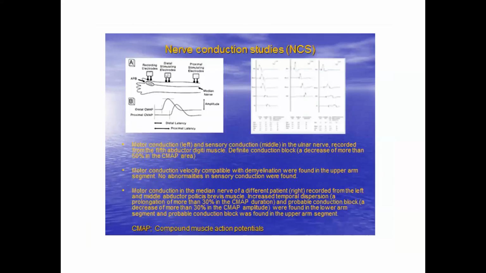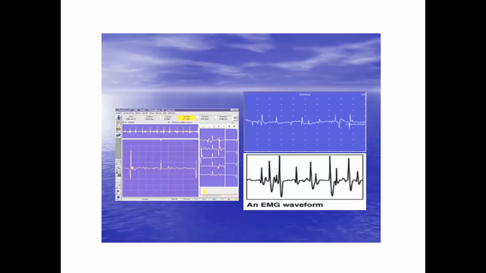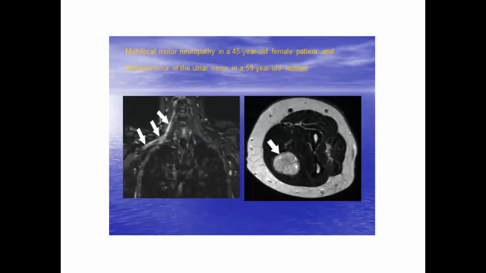So this is a nerve conduction study, and we stimulate, the electrode records it, and we calculate whether there is any block. So that's just a picture of the nerve conduction. And the next one, please. And this is an EMG. You look at the tracing of the EMG waveforms, and we decide whether it is myopathic or neuropathic. And the next one, please.